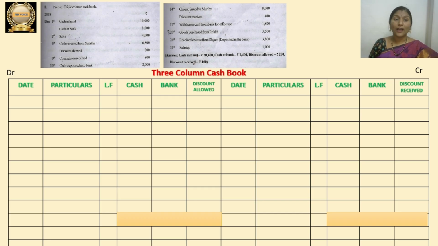Now we have to record all those transactions which are given in the question in the 3-column cash book solution. Let us go and learn how to record that.